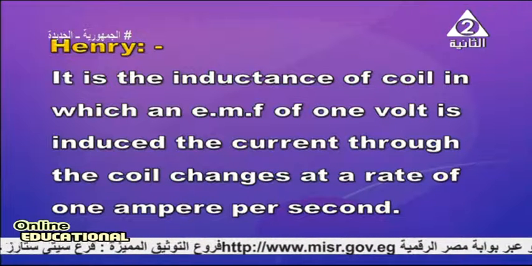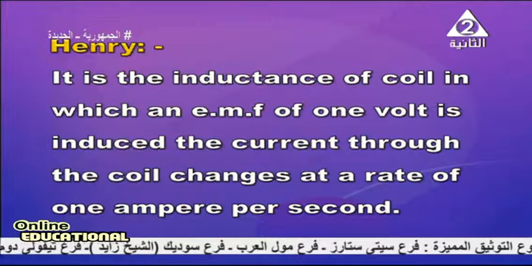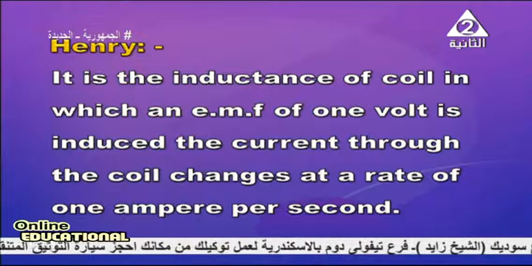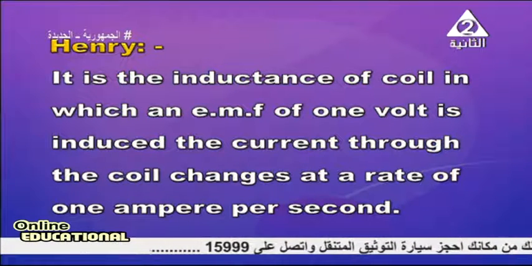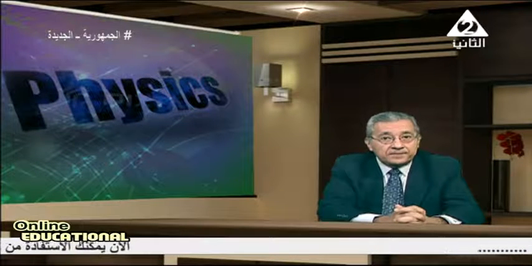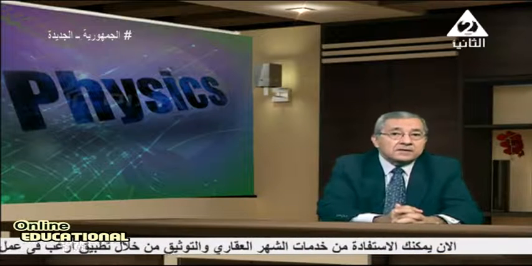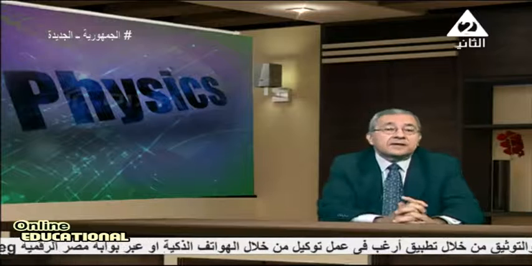1 Henry means an EMF of 1 volt is induced in the coil when the current changes at a rate of 1 ampere per second. Henry is the inductance of a coil in which an EMF of 1 volt is induced when the current flowing through it changes at a rate of 1 ampere per second.